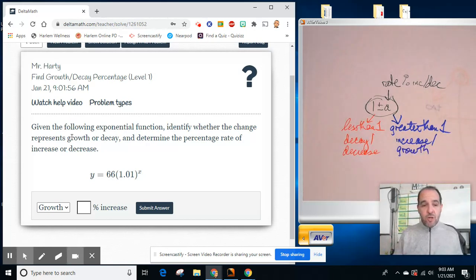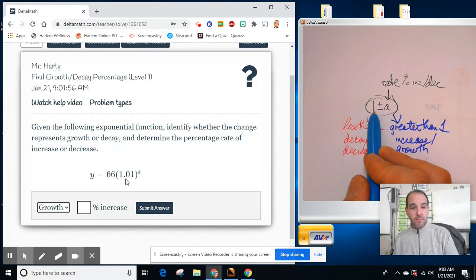So to answer the first question they have, is this growth or decay? It's growth. It's greater than 1. If it was something less, like 0 point something, that's decay. Okay? So this one is growth. We'll leave it. What's the percentage of increase? So here's how you figure that out. This is always based off of 1.